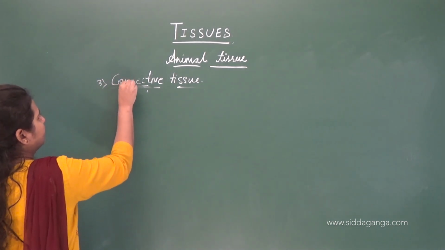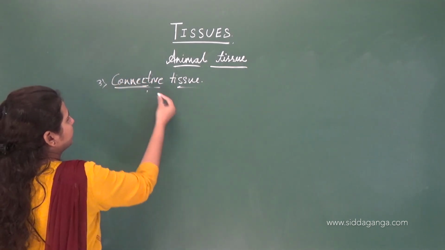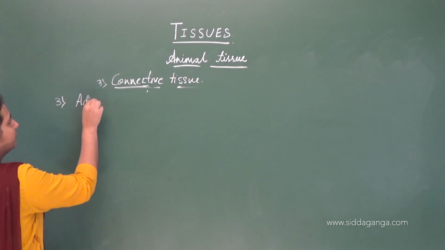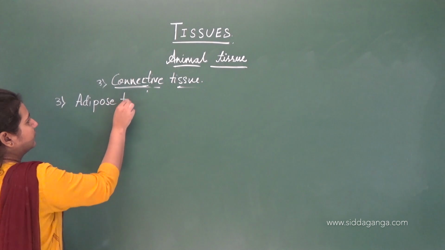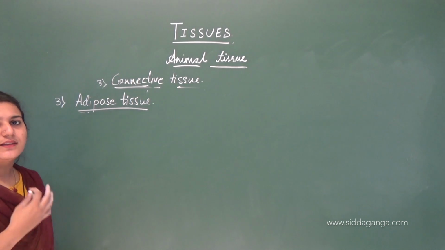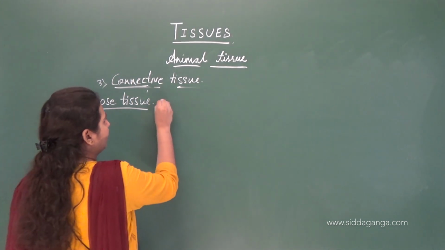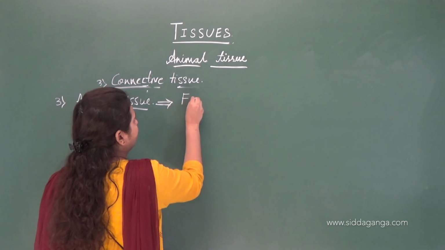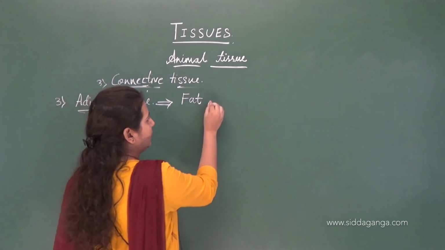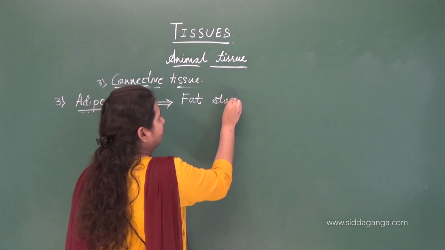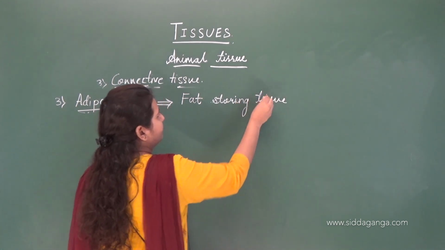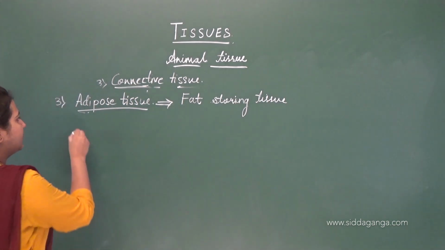So we have been discussing this connective tissues. Let us now discuss adipose tissue. So adipose tissue, these are the fat storing tissue. Remember, adipose is nothing but the tissue where the fat gets stored. Hence it is called fat storing tissue. Clear? So this is present below the skin.